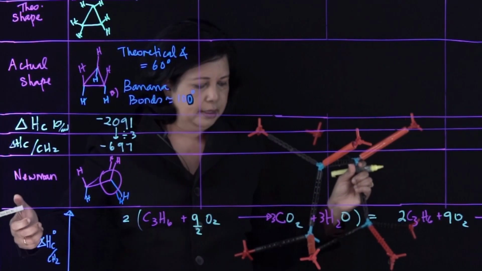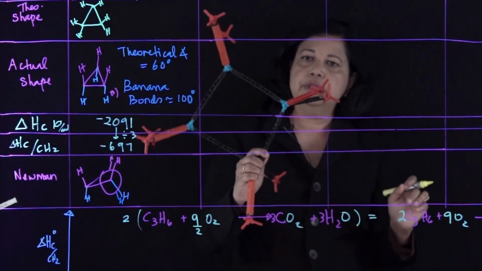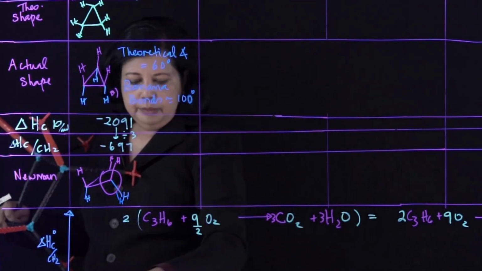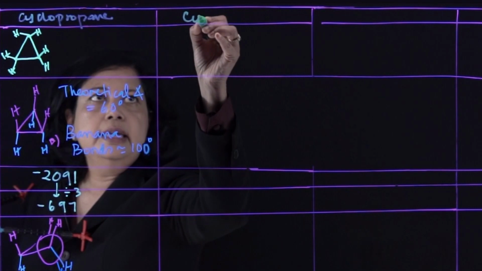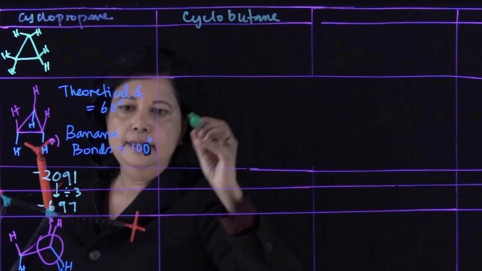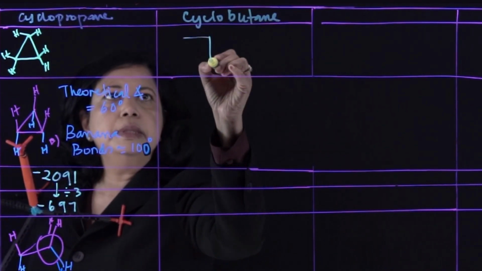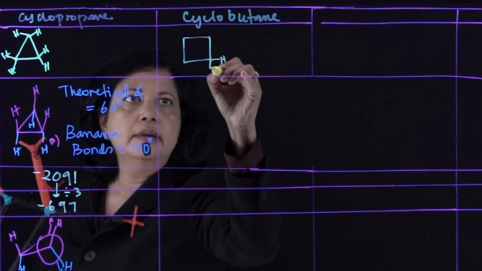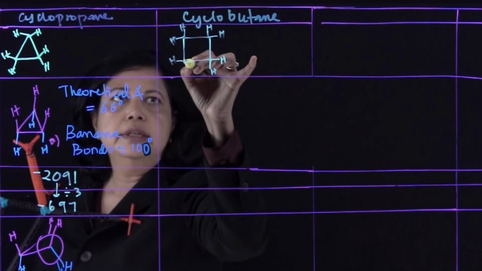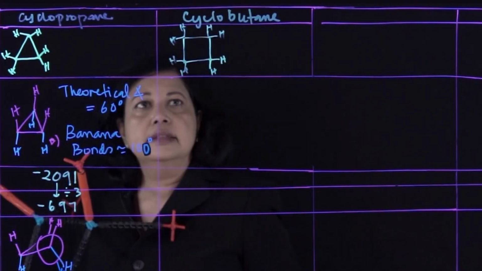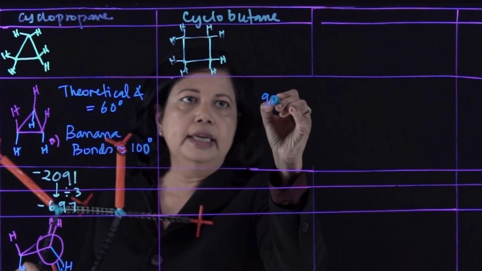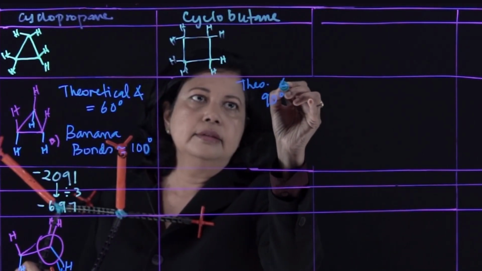All right. So let's put our banana bonds away and turn to cyclobutane. Cyclobutane is, as the name says, a ring, cyclo, with 4 carbons, butane. And so if you have 4 carbons, it's going to be a square. So you're going to take a theoretical angle here. It's pretty obvious, it's a right angle, so it's a 90 degree theoretical angle.